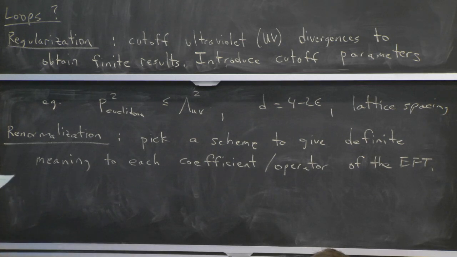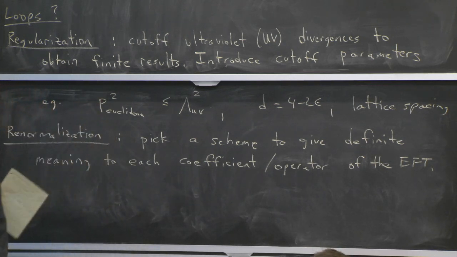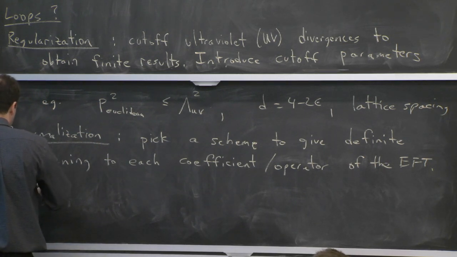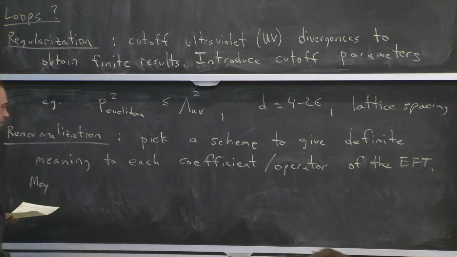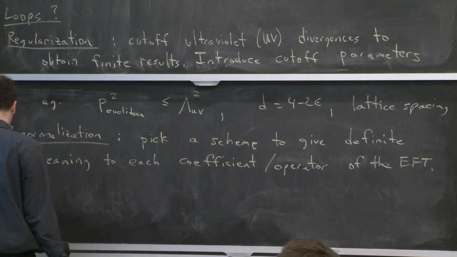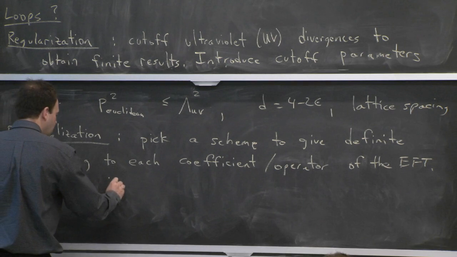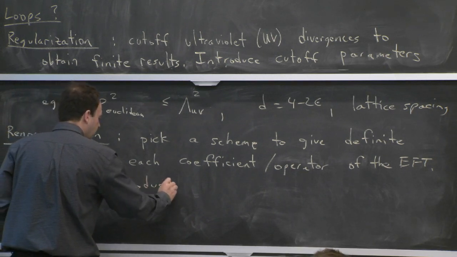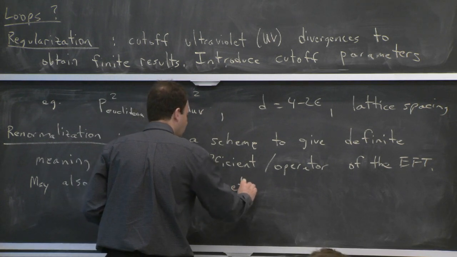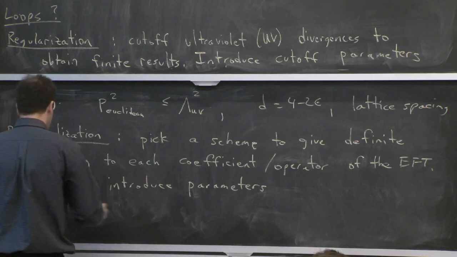If we didn't have a renormalization procedure, then because of the ultraviolet divergences, there would be ambiguities in how we define the coefficients and the operators. Or even if you don't have ultraviolet divergences, you still have freedom to pick different schemes for the definitions of the coefficients. And when you do this, you also can introduce parameters. So you can get parameters from regularization. You can also get parameters from this.